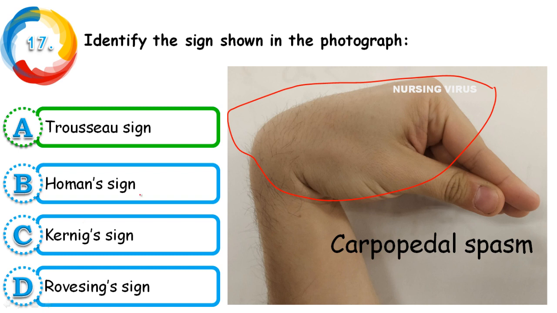The other options: the Homan sign happens in DVT, the Kernig sign happens in the case of meningitis, and the Rovsing sign can be observed in the case of appendicitis.